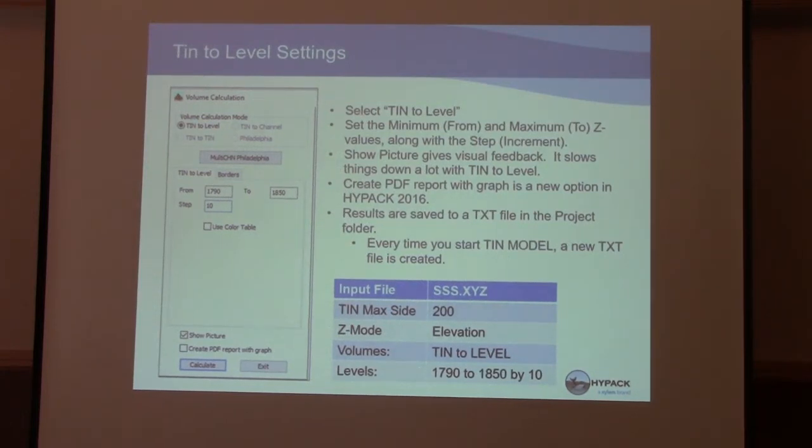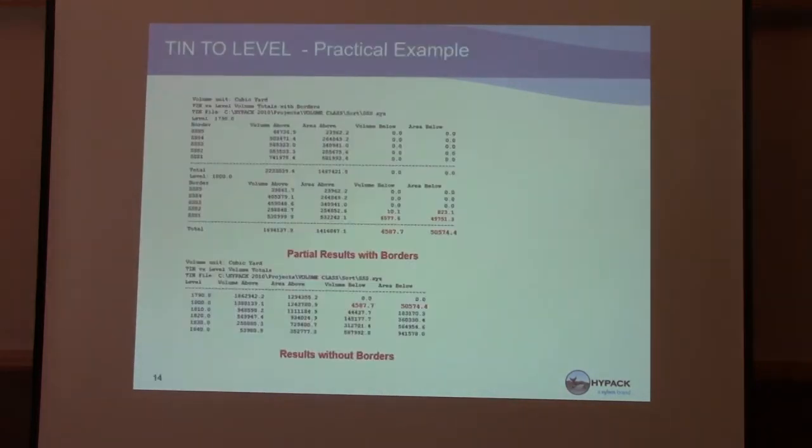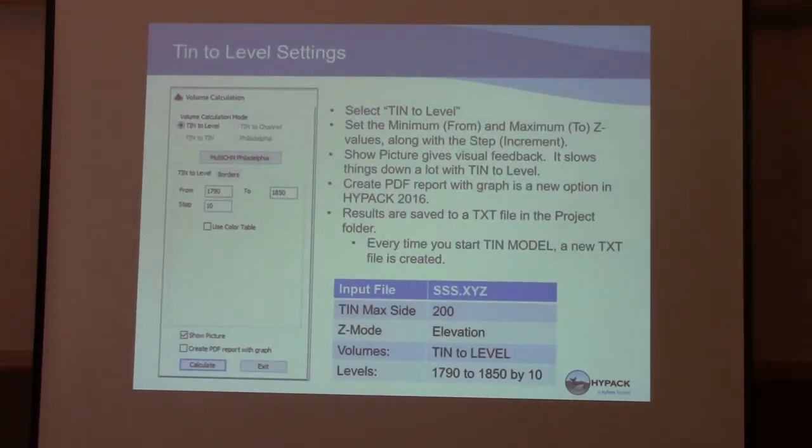All right. When you run the tin to level tool, you're only going to get an output for the volume above the level. You'll get a volume below if there's a void. So it'll give you both numbers, so long as you have a surface. We're going to do a model of it in a second. It will give you a volume above and a volume below. The volume below will be 0 if there's no surface, it's solid material at that elevation. Does that make sense?